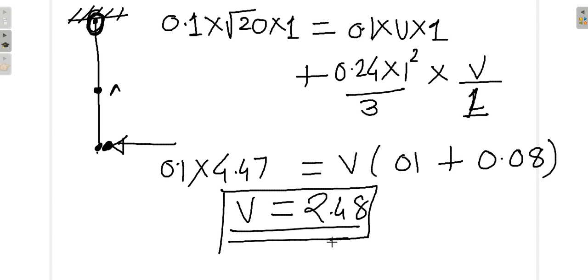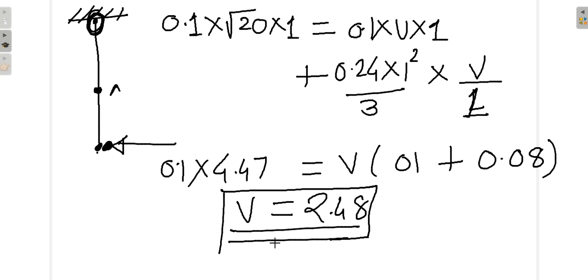Please see that we cannot use here the principle of conservation of linear momentum, because the rod is tied here. As the rod is tied here, it will be under tension. There will be some reactions over here. There will be a horizontal and vertical reaction at this point. So it is better to use the principle of conservation of angular momentum about this point, because about this point there will be no external torque. So we get the velocity as 2.48.